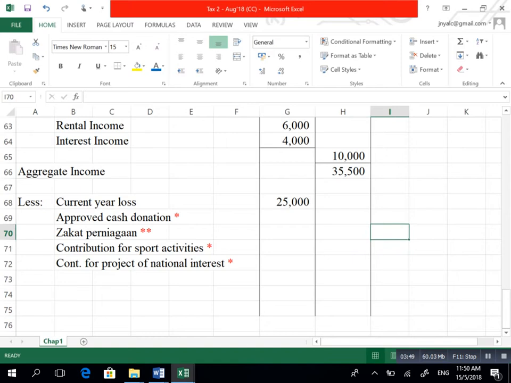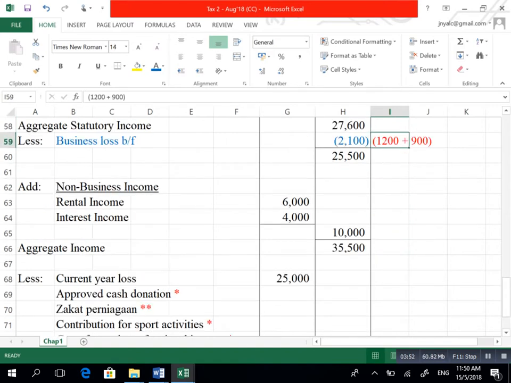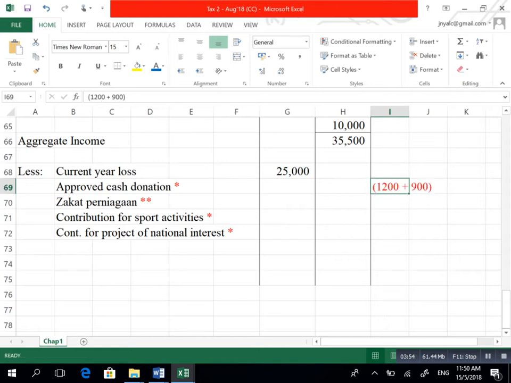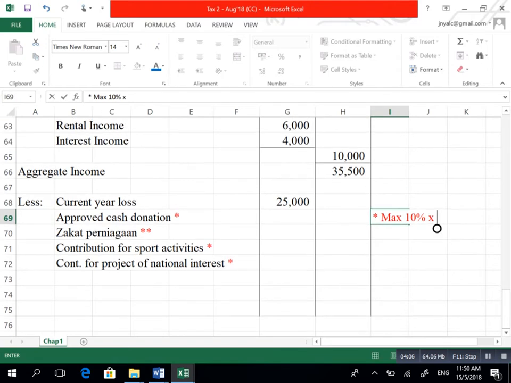Let's calculate what is the maximum amount. For the approved donation, sport and also project of national interest, maximum is 10% of aggregate income. Your aggregate income is 35,500, so maximum 3,550. Then let's review this one now. How much is the approved cash donation? You donated 3,100. The maximum amount you can deduct is 3,550, still within the limit.